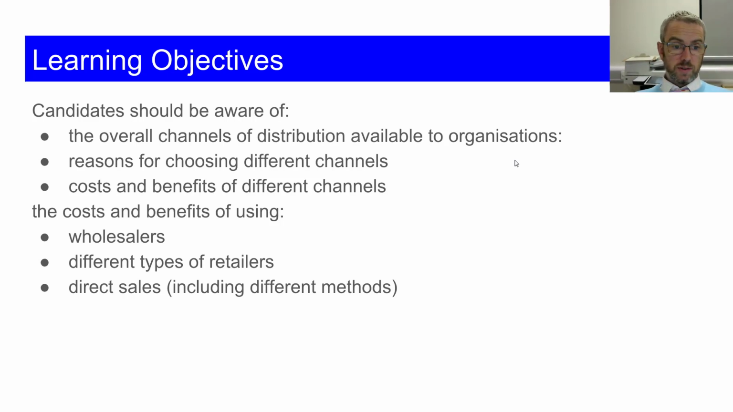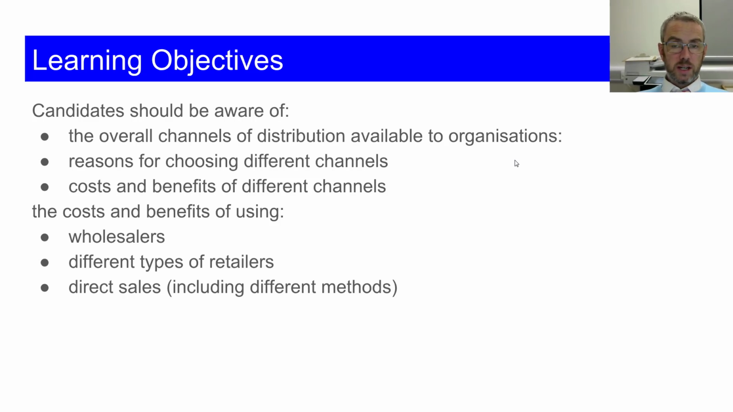And then there's also the secondary part, which is the costs and benefits of using wholesalers, the different types of retailers that exist, and direct sales. We're not actually going to talk about the physical method of distribution, which is covered mainly in National 5, and that is air, road, rail, sea, etc. That's how you actually physically get the product into the hand of the consumer.